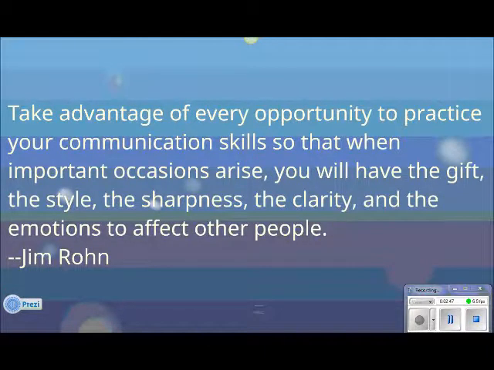Jim Rohn stated, "Take advantage of every opportunity to practice your communication skills so that when important occasions arise, you will have the gift, the style, the sharpness, the clarity, and the emotions to affect other people."